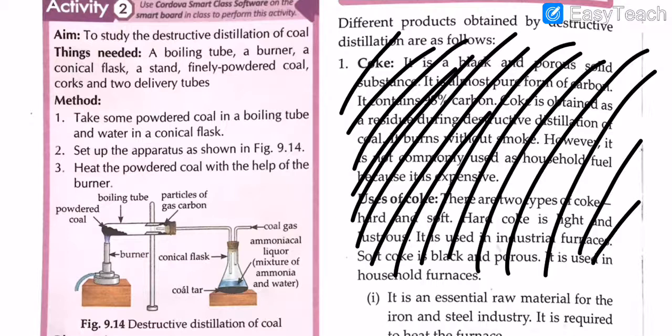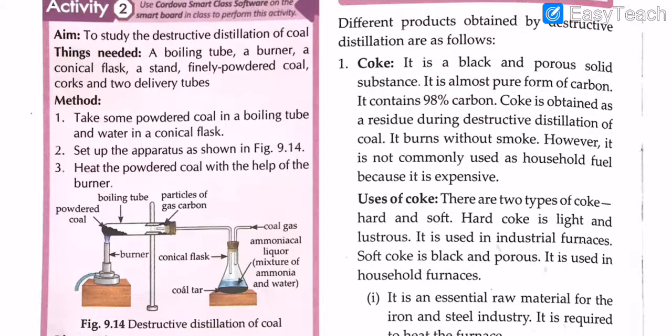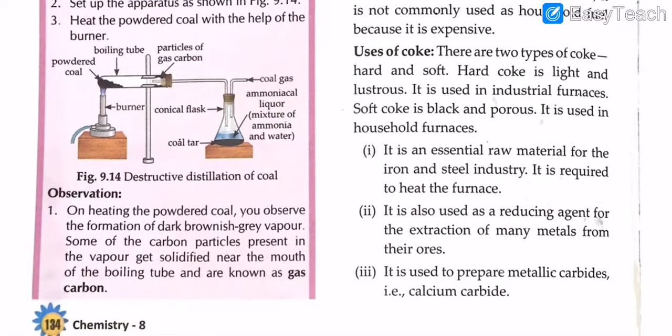Now, uses of coke. What did we learn about the uses of coke? That there are two types of coke, right? One is the hard coke and one is the soft coke. Hard coke is light and lustrous, whereas the soft coke is black and porous. Hard coke is used in industrial furnaces and soft coke is used in household furnaces. Very good. We again nailed it. I hope you did too.